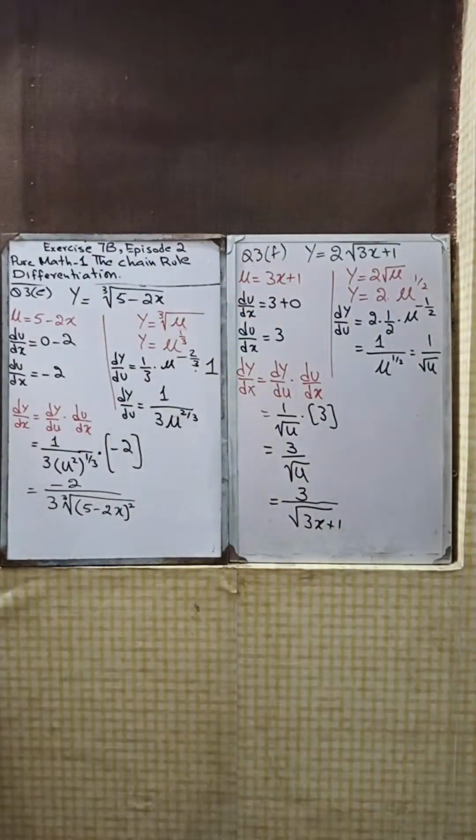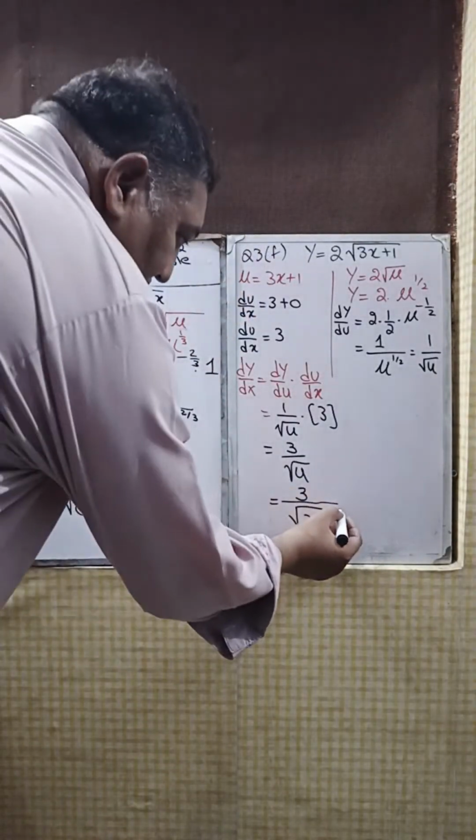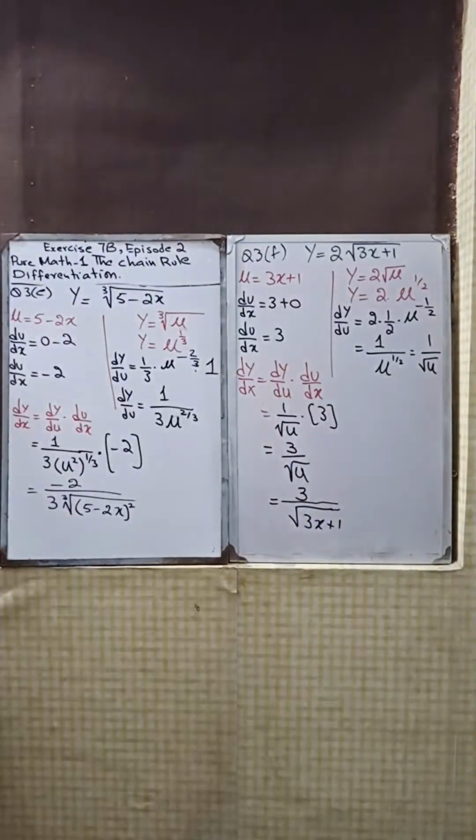Let me check if the answer is right. This radical sign is up till here. Okay, so let's check: 3 divided by the square root of 3x plus 1. Our answer is perfect. So this is how you do question number 3, its F part.